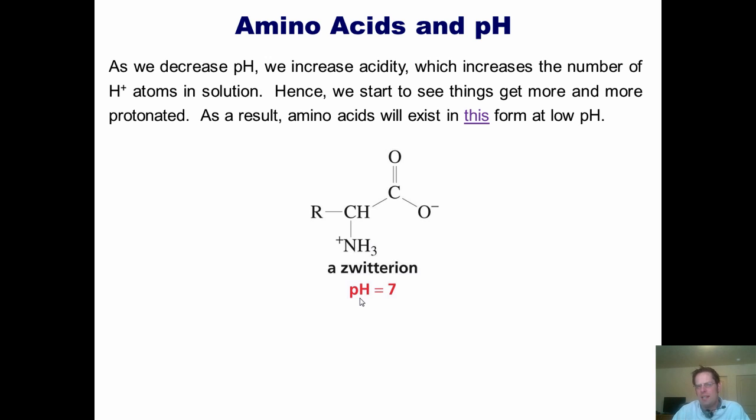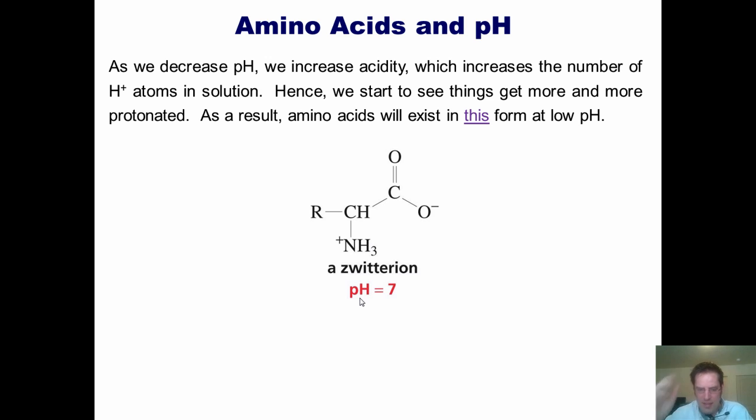I'm going to say that again. As we get more acidic, pH goes down, which means that the number of H+ atoms goes up. So we'll see our molecules in acidic solutions get more and more H's stuck onto them. Does that make sense? I hope that it makes sense.